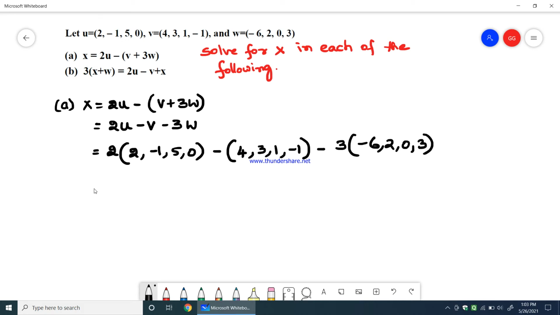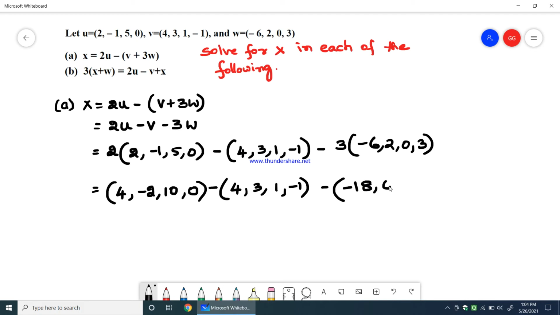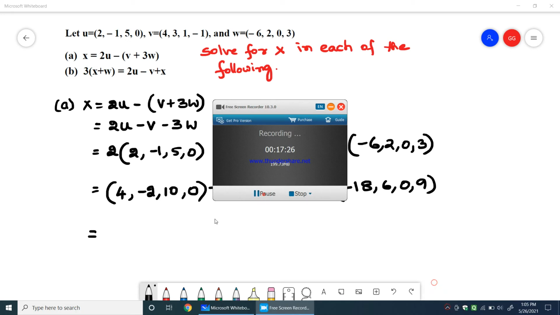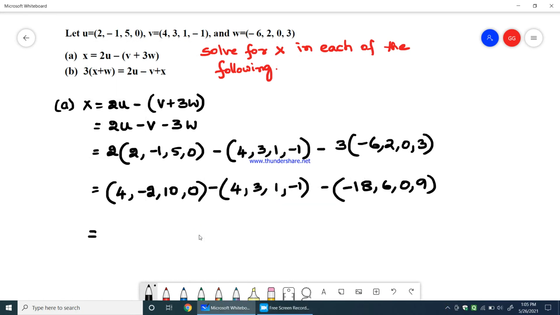So now if I put this, I'll get 4 comma minus 2, 10, 0 minus 4 comma 3 comma 1 comma minus 1, minus 3 into 6 is minus 18, 6, 0 and 9. So therefore, here we got these three vectors which we get after multiplying 2 with this, and we keep this as it is, and we multiply 3 with this.